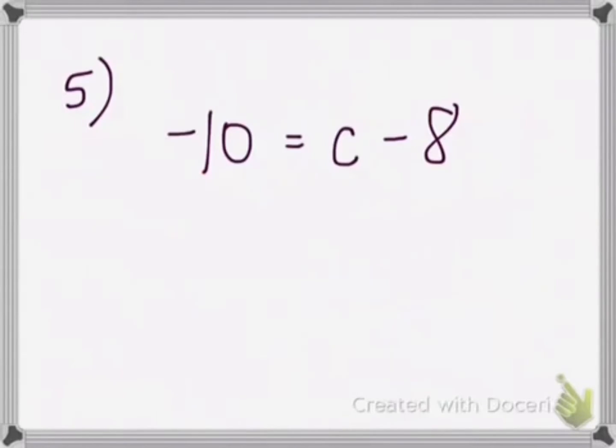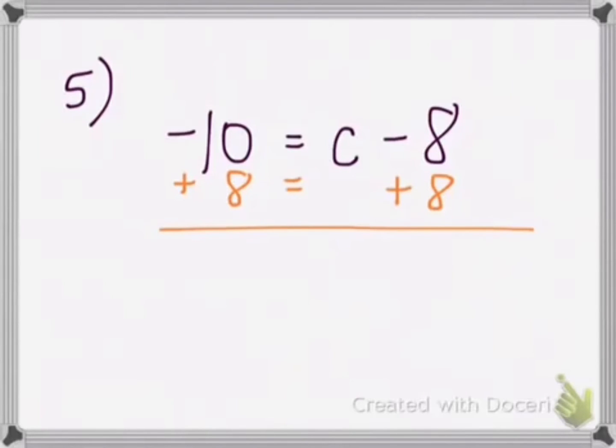Let's look at example number 5. -10 is equal to c minus 8. So again, I have to get rid of the constant by using inverse operations. And then I can look on my right side here, c minus 8. I know the opposite of subtracting 8 is adding 8, because that's the inverse, so I add 8 to both sides. Remember, what you do to one side, you do to the other side.